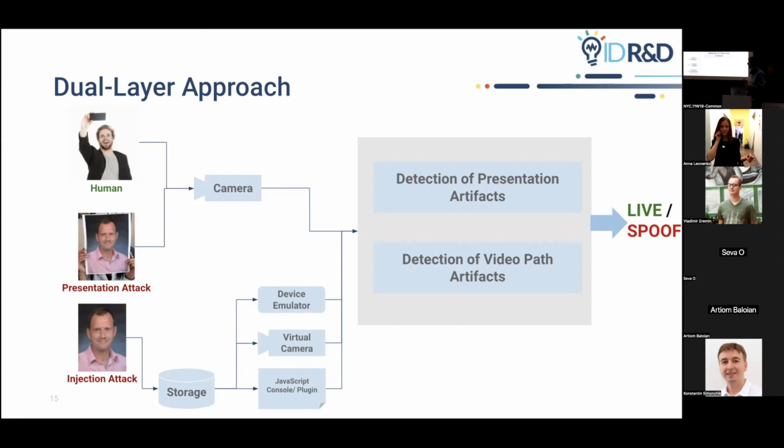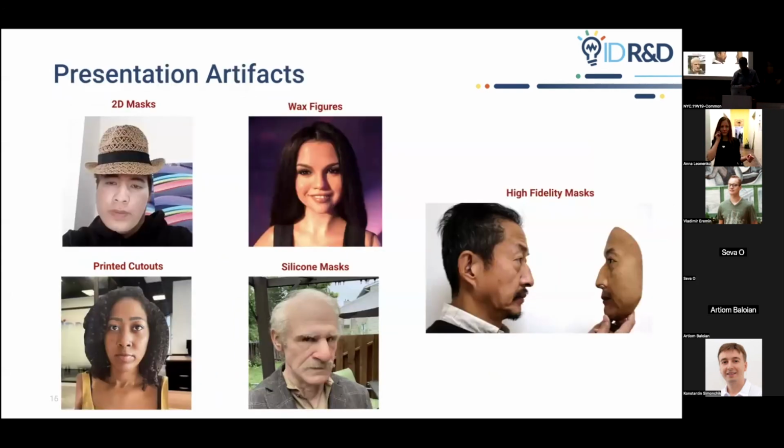And we implemented a two-level approach. The first layer is called detection of presentation artifacts, and the second layer is called detection of video path artifacts. Because on the second layer, we're trying to distinguish or recognize the way the video signal traveled in the operating system. And this is actually realistic.